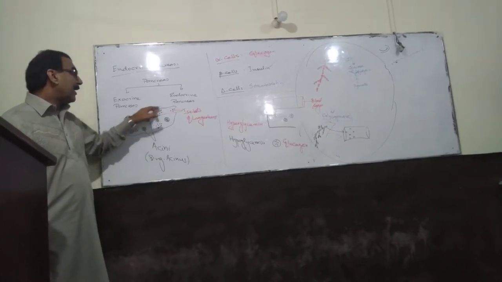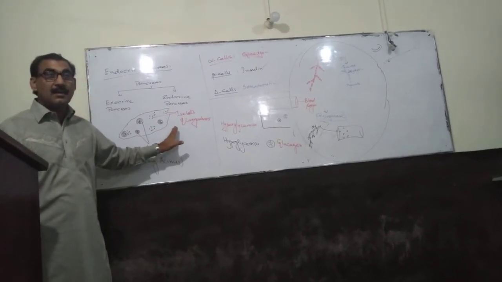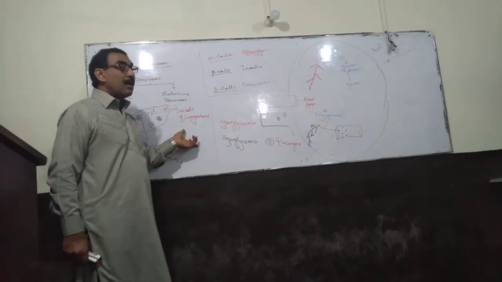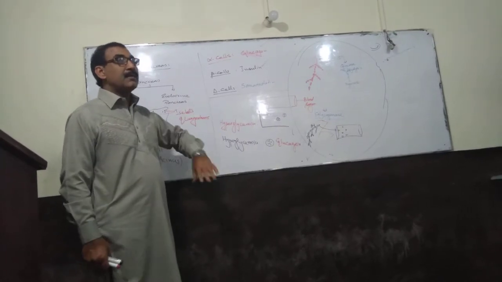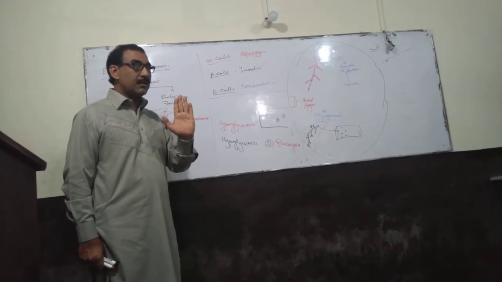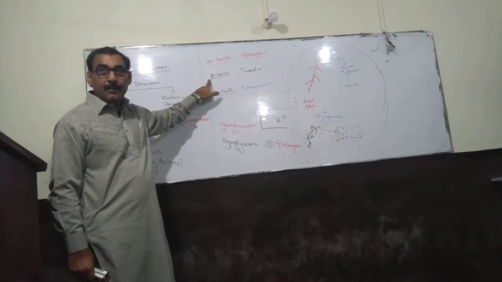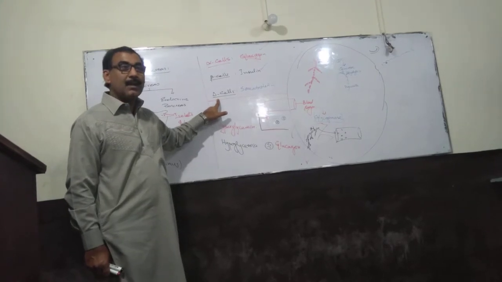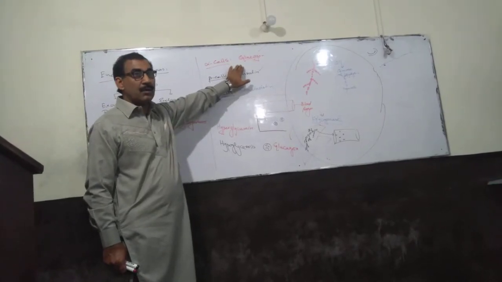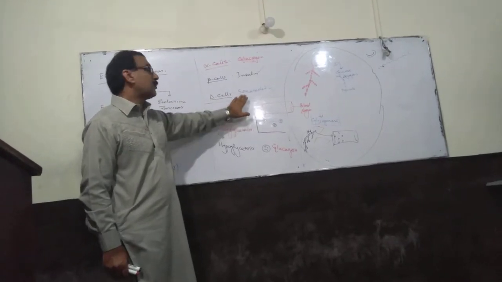The others are islet-like groups of cells, and these are known as islets of Langerhans, after the name of the discoverer of these islets. These islets consist of different types of cells. Major types are three. I will tell you about the fourth type afterwards. The first type is alpha cells, the second is beta cells, and the third type is delta cells. The alpha cells produce glucagon. Beta cells produce insulin, and delta cells produce somatostatin.